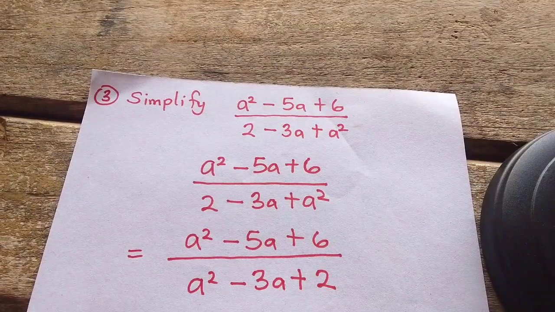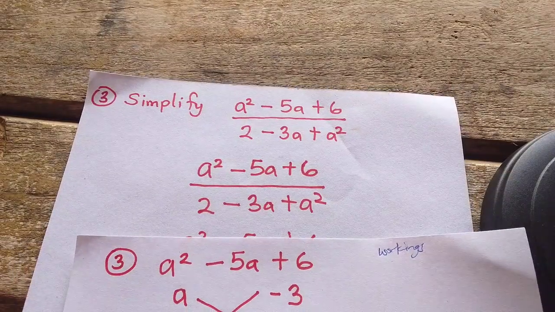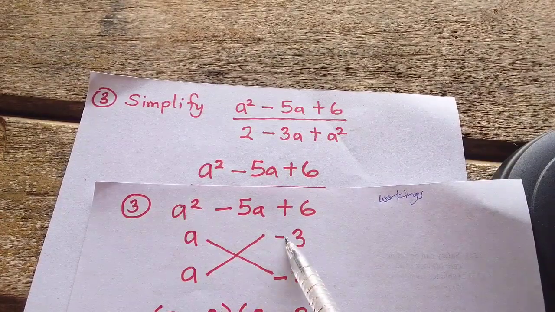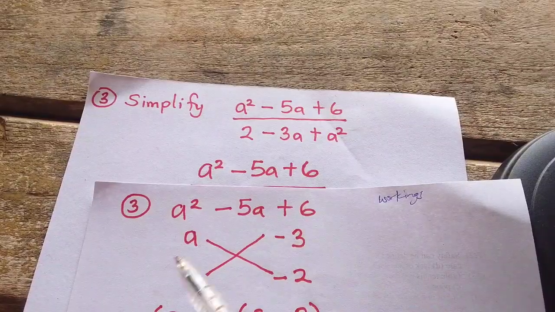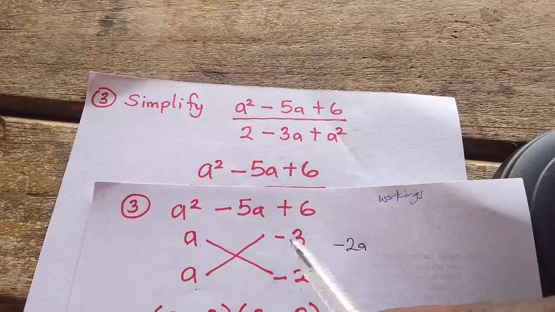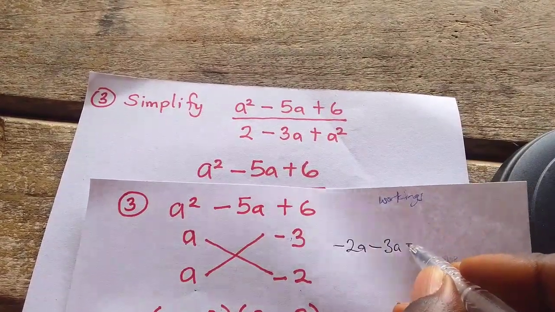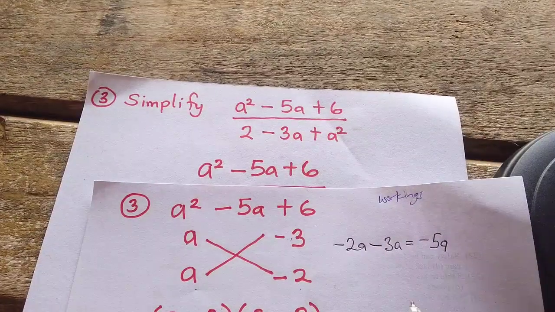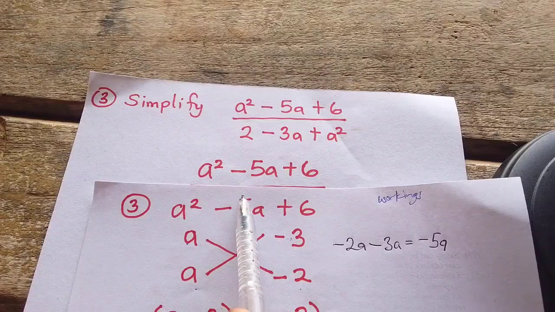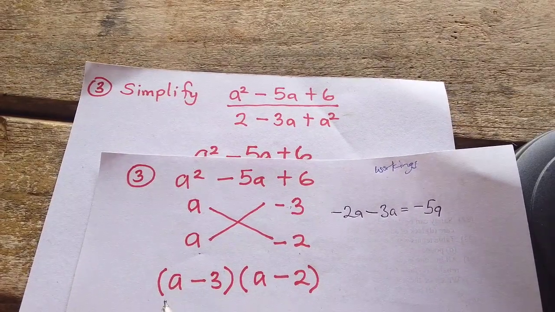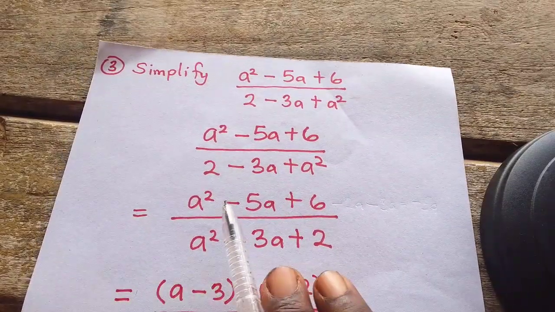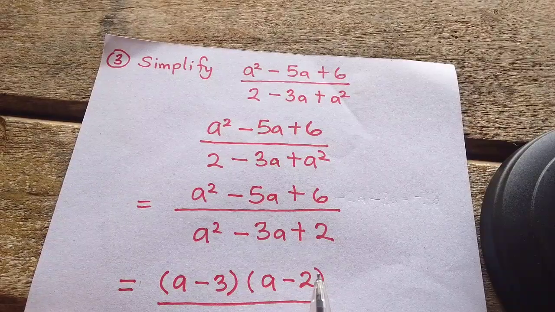When you factorize the numerator, a squared minus 5a plus 6, you realize that a times a will give us a squared, minus 3 times minus 2 will give us plus 6. So a times minus 2 will give us minus 2a. A times minus 3 will give us minus 3a. Minus 2a minus 3a is minus 5a. So you can see that it gave us what is in the middle. So you are going to write the factors as (a minus 3) times (a minus 2). So for the numerator you are having (a minus 3) times (a minus 2).